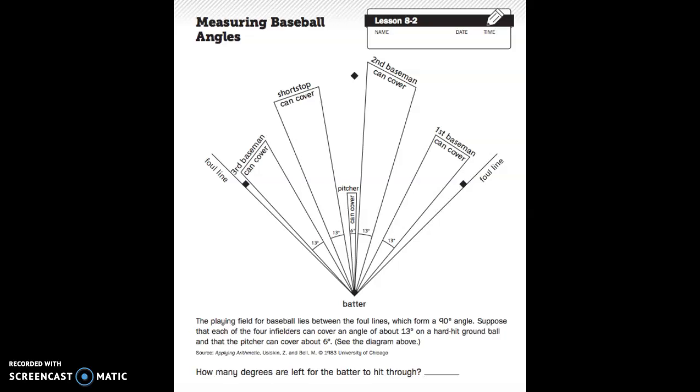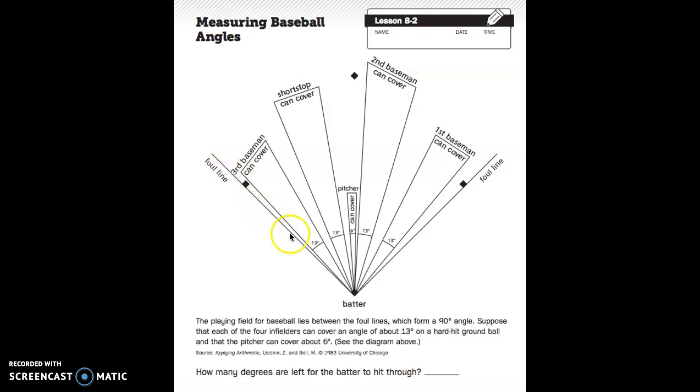Suppose that each of the four infielders can cover an angle of about 13 degrees on a hard-hit ground ball, and that the pitcher can cover about 6 degrees. How many degrees are left for the batter to hit through?